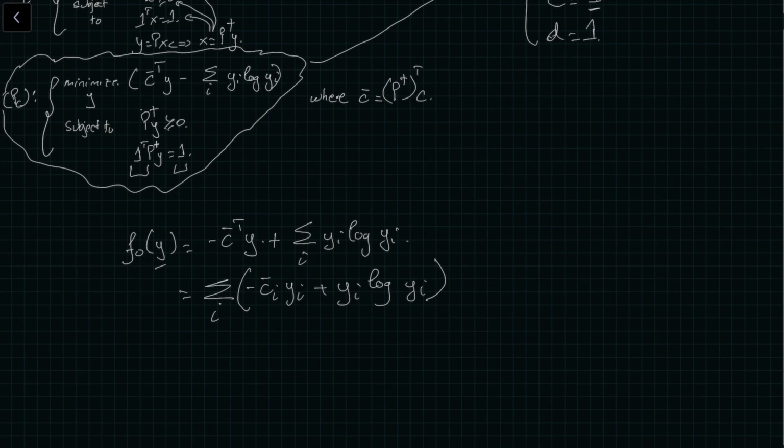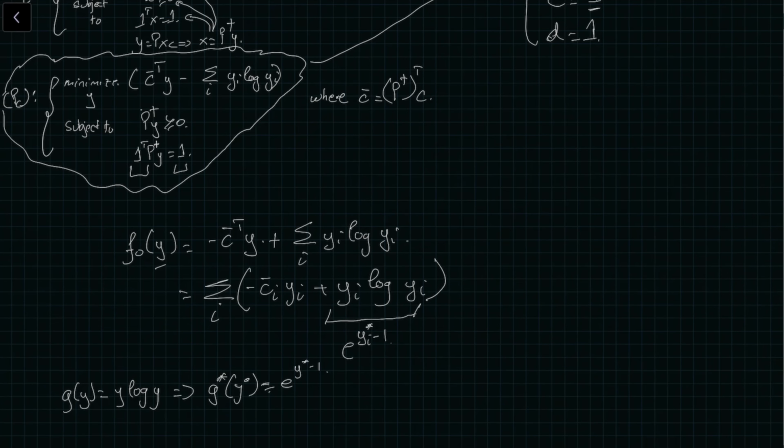Why? Because we already know the conjugate function of this guy. And what is it? The conjugate function of yi log yi is e to the yi star minus 1. And what is yi star? It's the variable of the conjugate function. So in other words, if I have g of y, which is y log y, where y is a scalar, then g star of y star is e to the y star minus 1. Okay, we have this term.